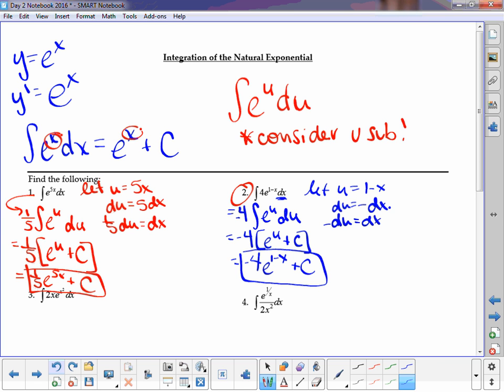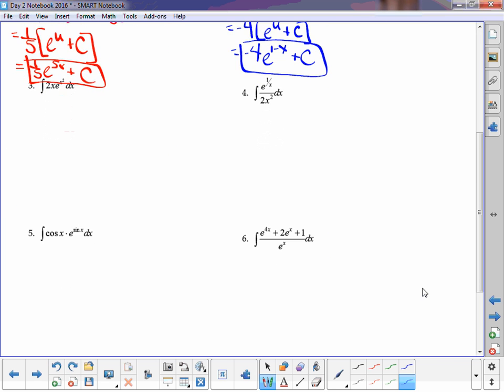Alright, I want you to go and try number 4. It finally looks a little more complicated. What do you think should be my u here? 1 over x. If I let u be 2x squared, then my du would be 2x dx, and I've never gotten rid of this exponent up here. So let u be that 1 over x.